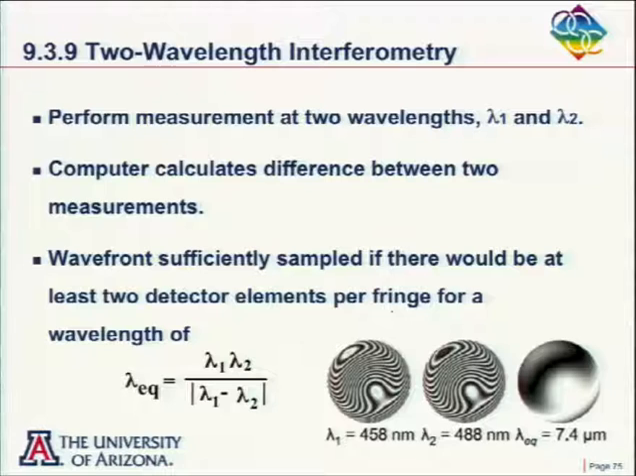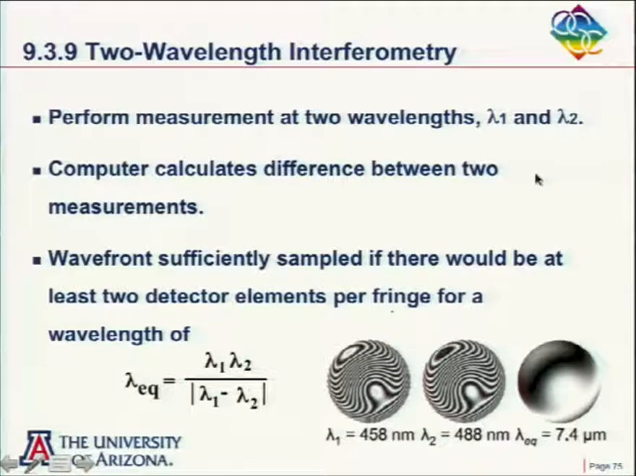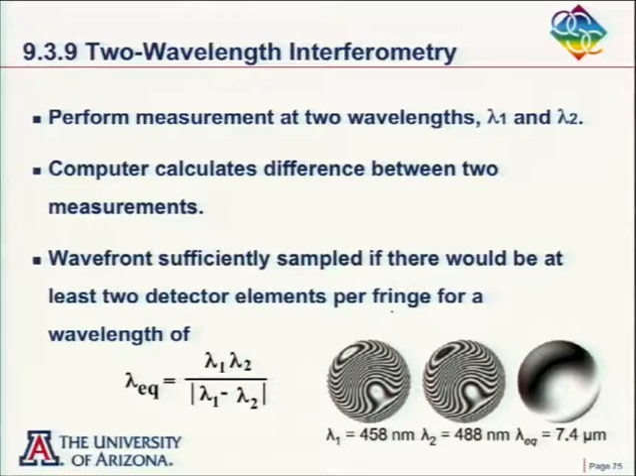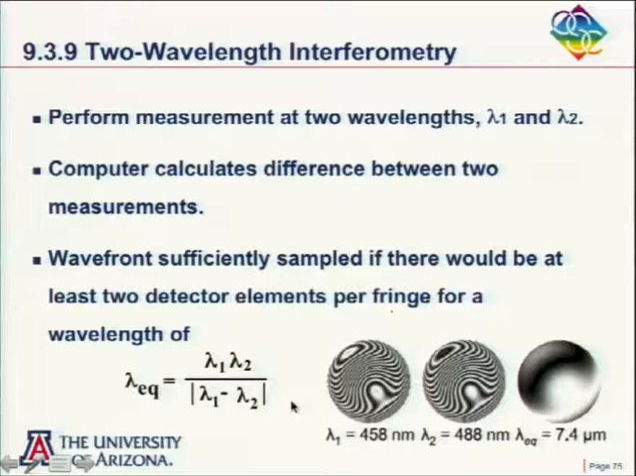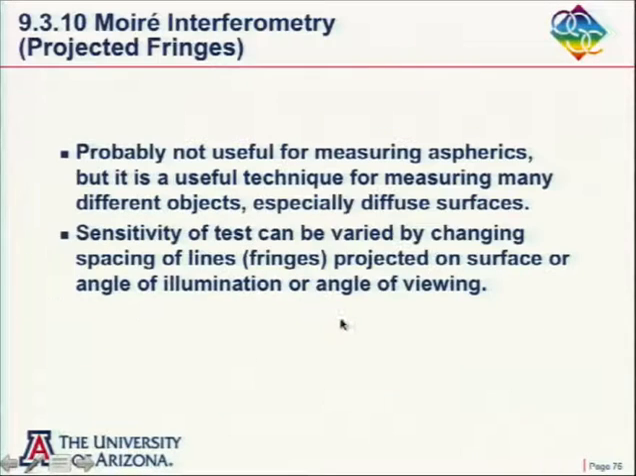Nowadays, you try to do everything you can in the computer, and so you can do pretty much the same thing, where you perform two measurements at lambda 1 and lambda 2, and you subtract the two to get the difference, getting an interferogram that is the same as what you would get if you'd used a much longer equivalent wavelength, given by the product of the wavelengths divided by the difference. Again, to detect these fringes, unless you use the Sub-Nyquist technique, you have to have 2 detector elements per fringe just so you can see the fringes okay.